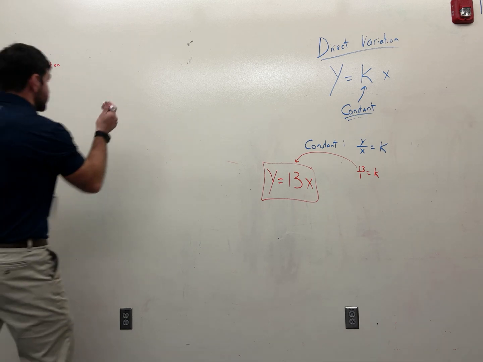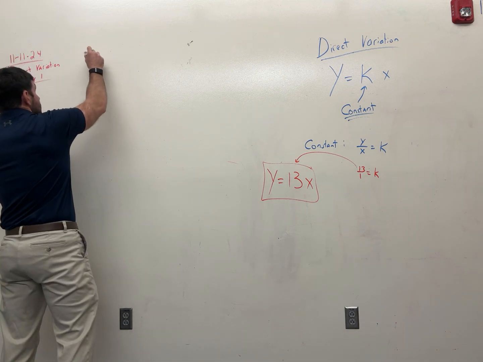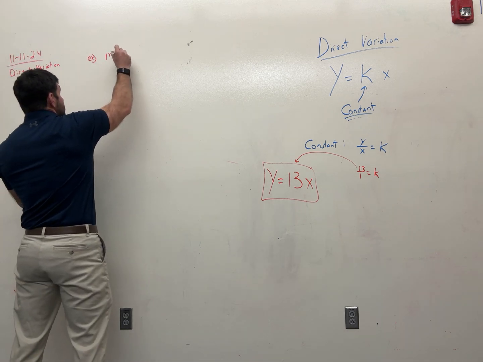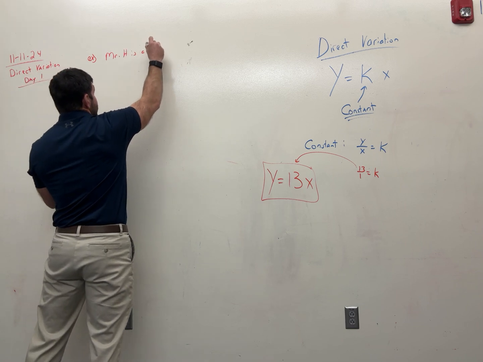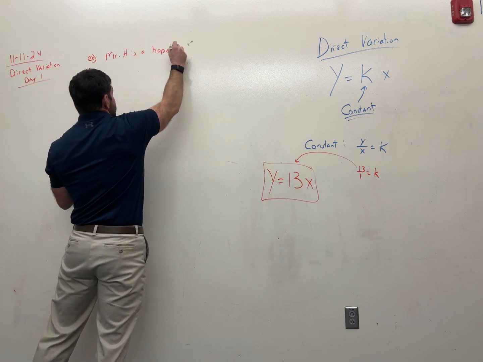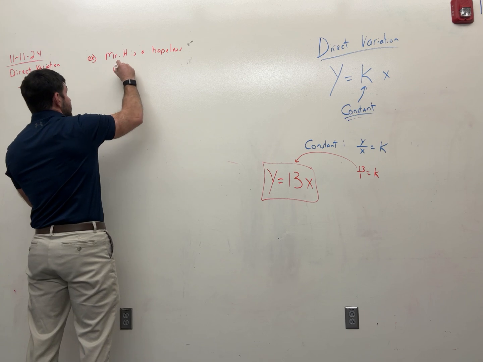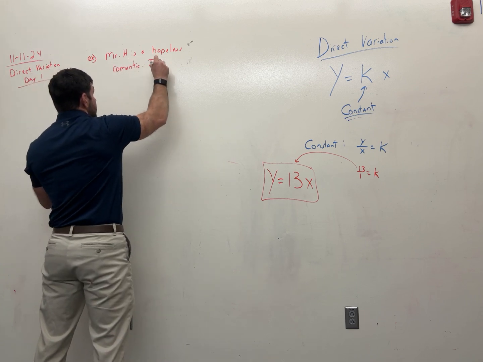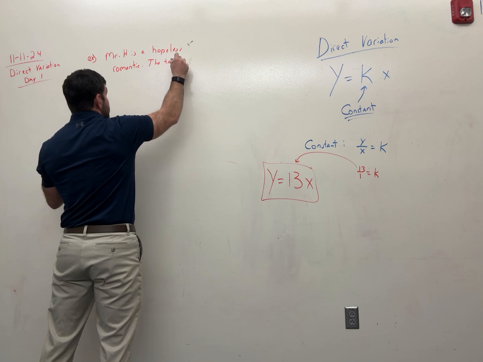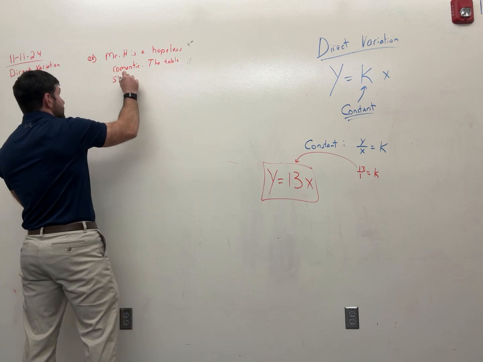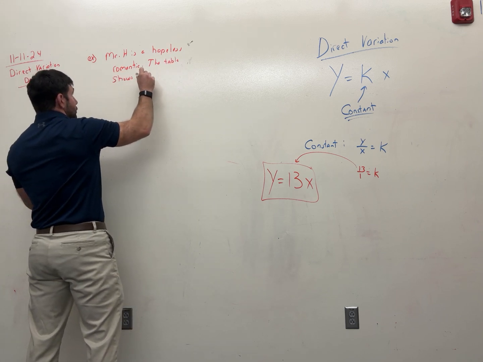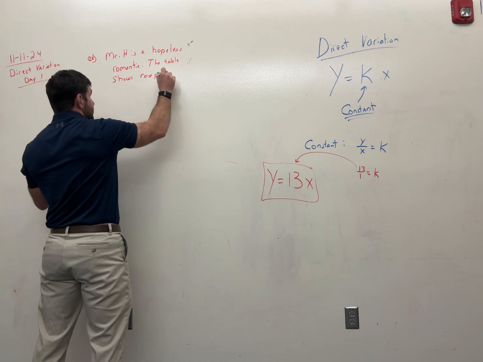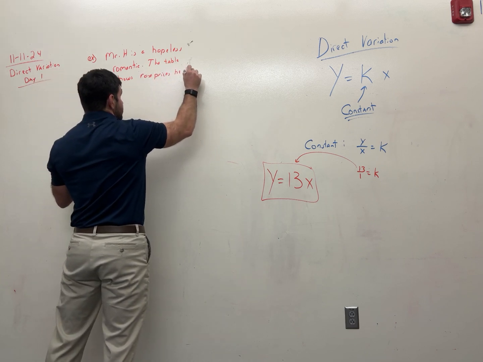Okay, here we go. Learning a little bit about me. Mr. H is a hopeless romantic. The table shows rose prices he bought.